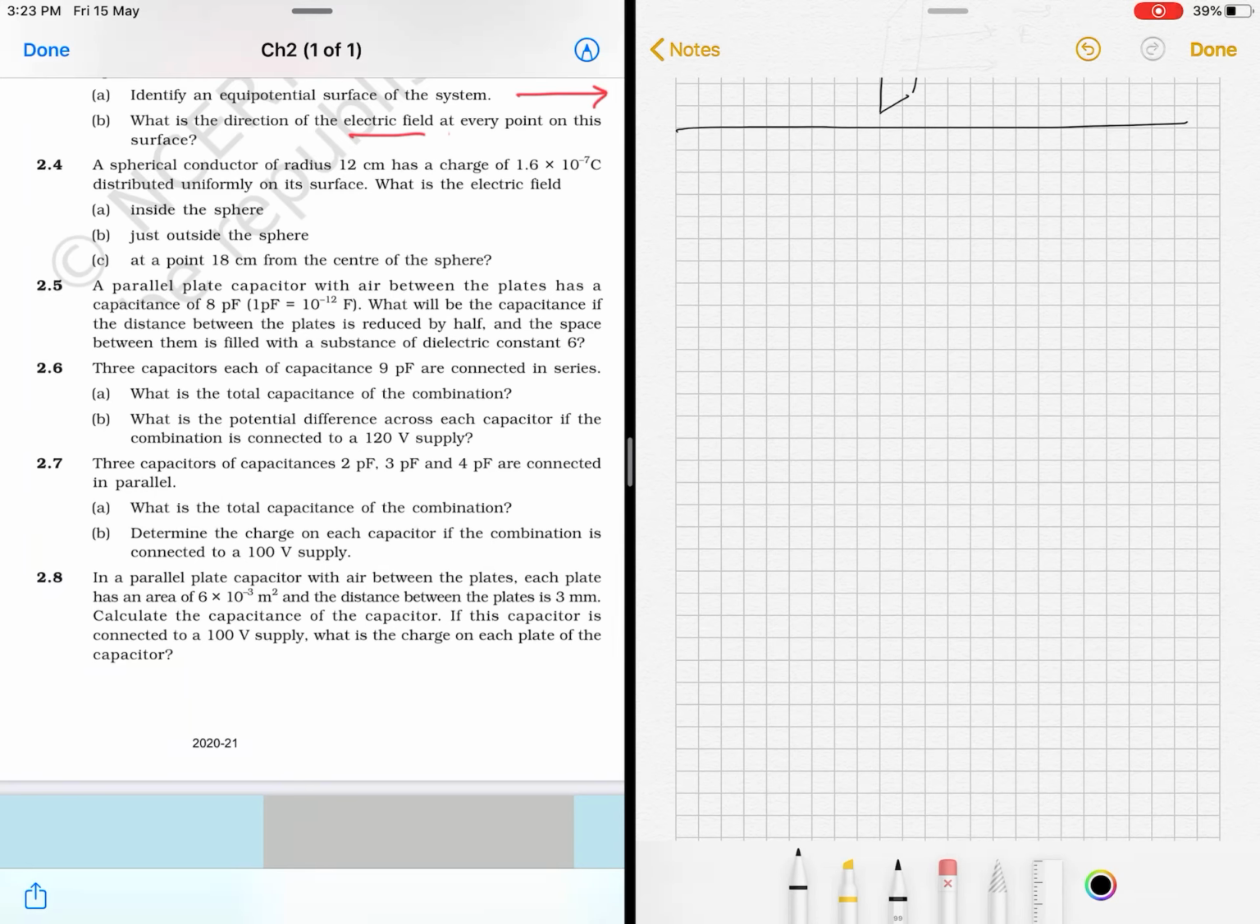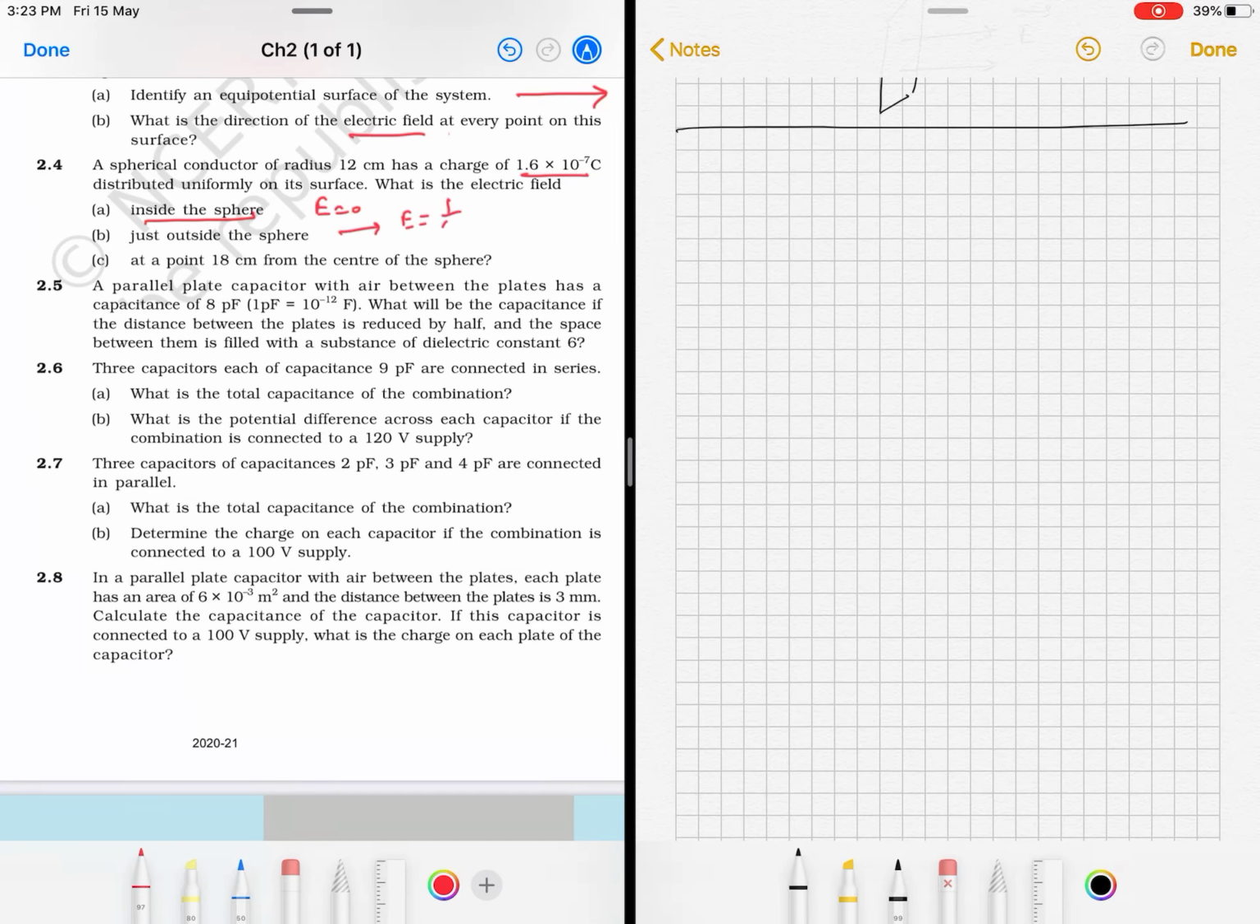It is also a simple question. A spherical conductor of radius 12 centimeter has a charge 1.6. Inside the sphere, the electric field is 0. Just outside the sphere, we'll use the formula 1 upon 4 pi epsilon naught Q by R square.